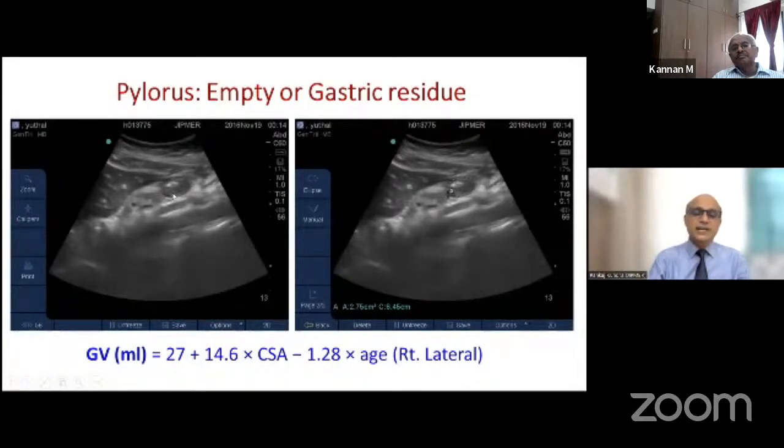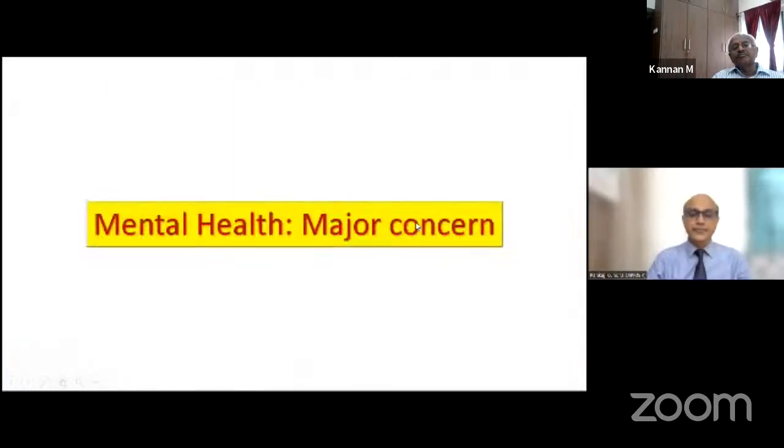So it is completely collapsed here. Here also it is completely collapsed. And the gastric residual volume can be measured by the formula given here.